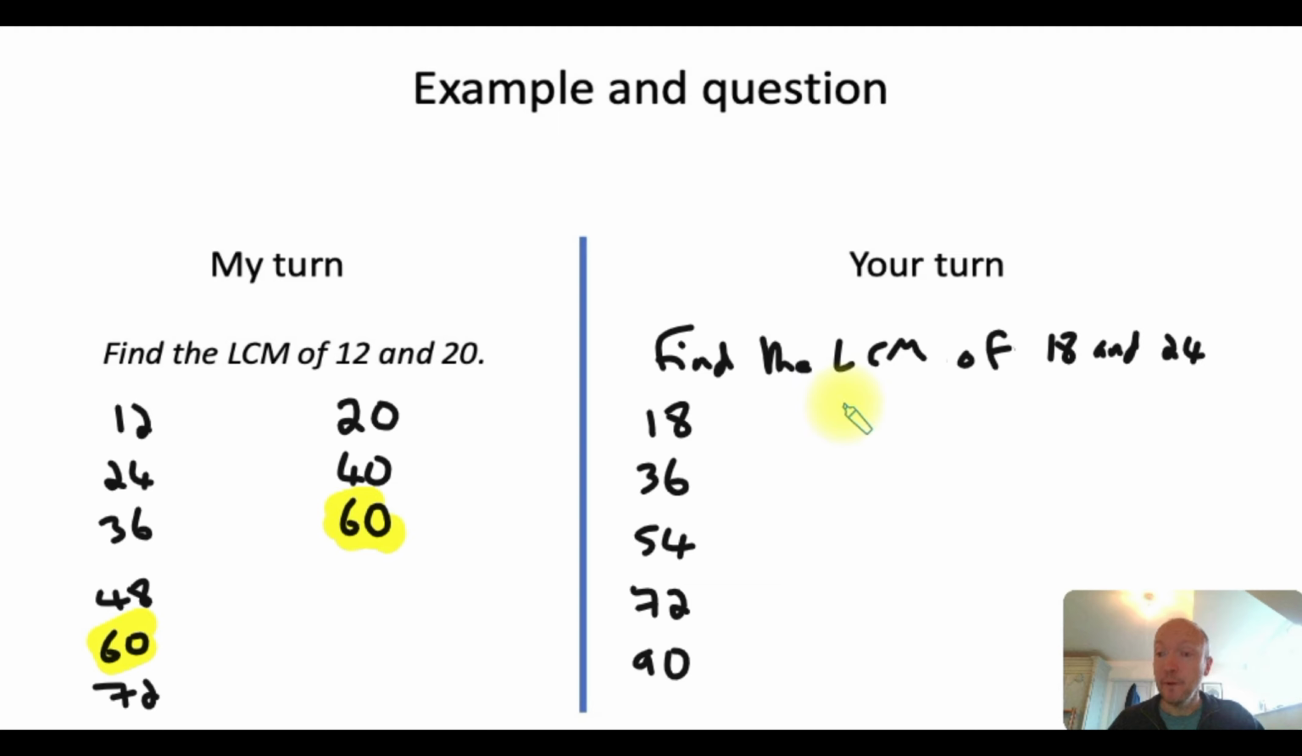So multiples of 24 are 24, plus 24 is 48, plus 24 is 72. And in fact, there we can stop. We can see that 72 is a multiple of 18. It's a multiple of 24, so 72 is the lowest common multiple of 18 and 24.